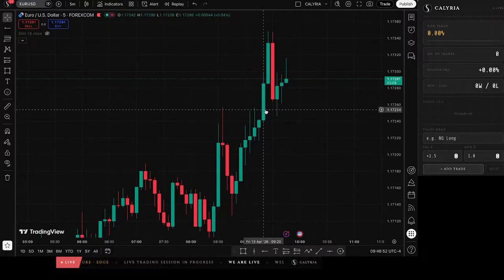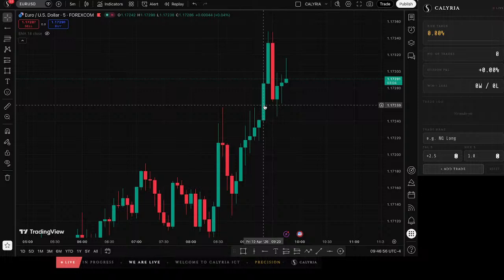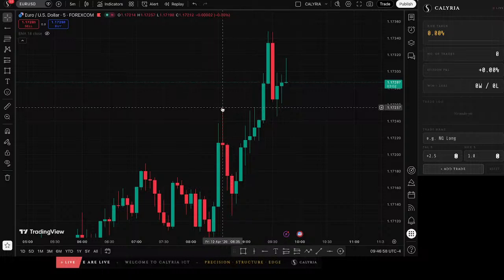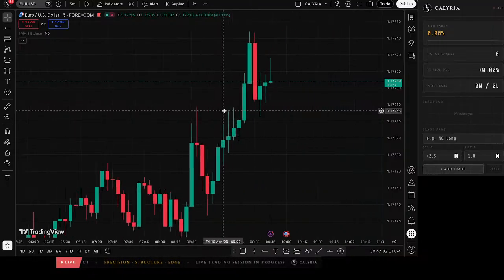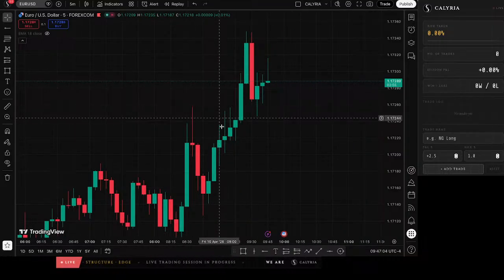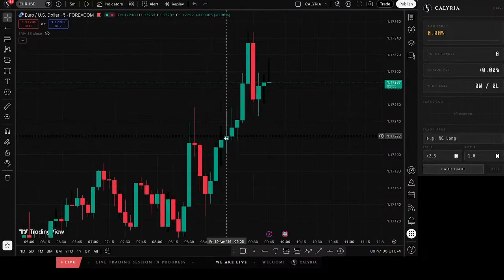And this is the stop loss of that, and this stop loss has been hit. So my translated rule has protected you from the stop loss.